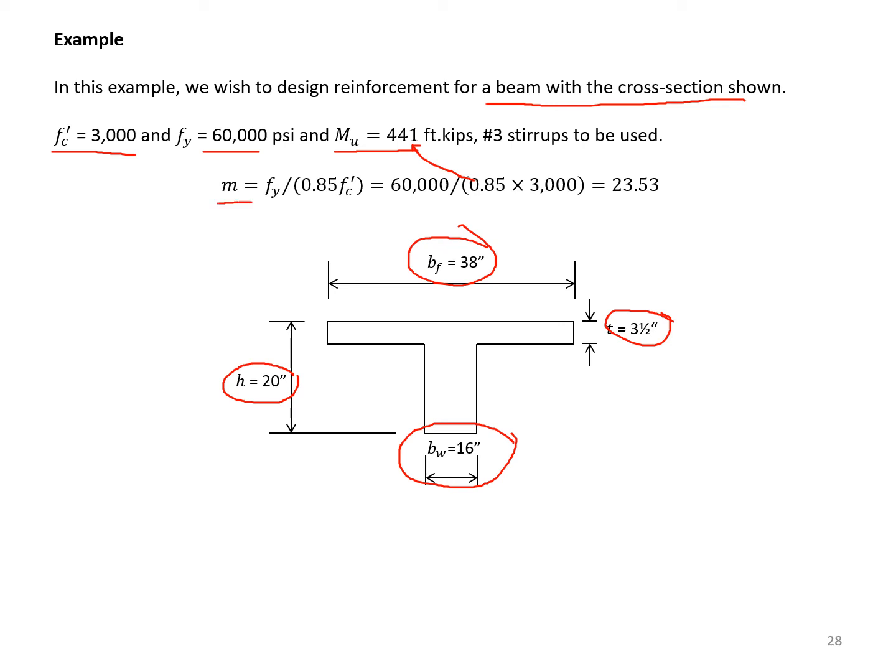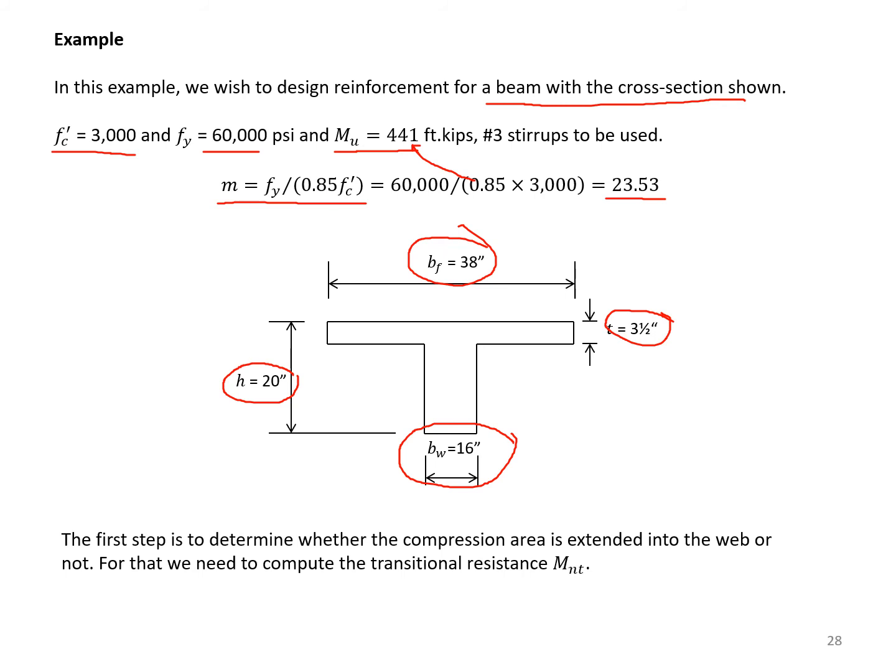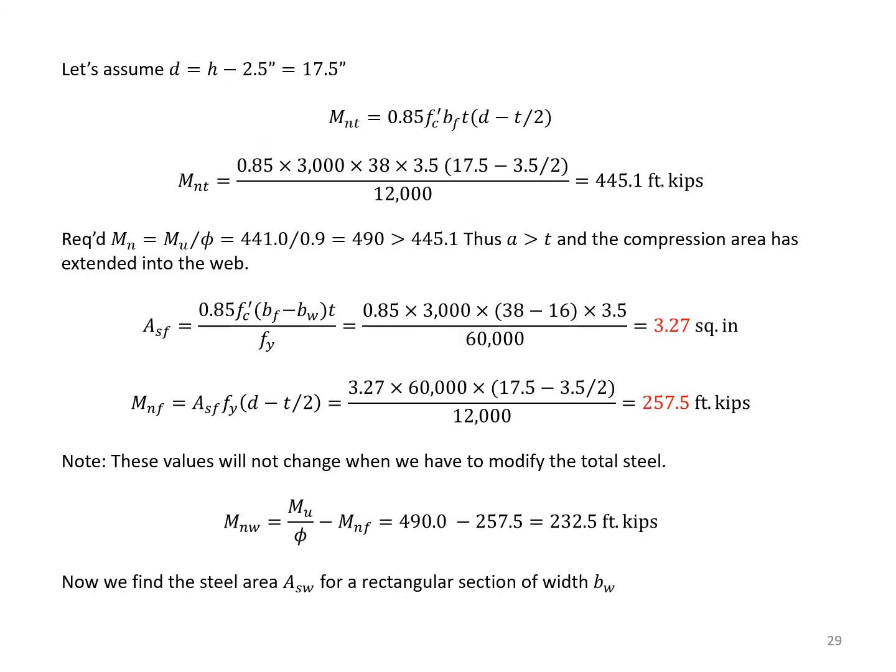So our resistance ratio, the capacity of this steel to that of concrete, is 60,000 divided by 0.85 times f'c, which is 23.53. So what's the first step? We want to determine whether the compression area extends into the web or not. For that, we need to compute the transitional resistance MNT. And I gave you the equation before.